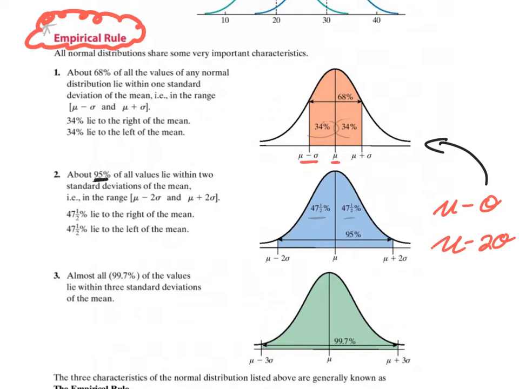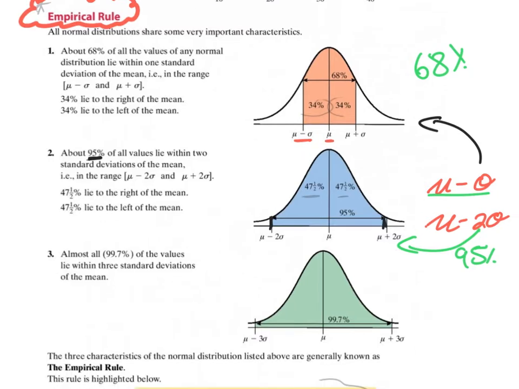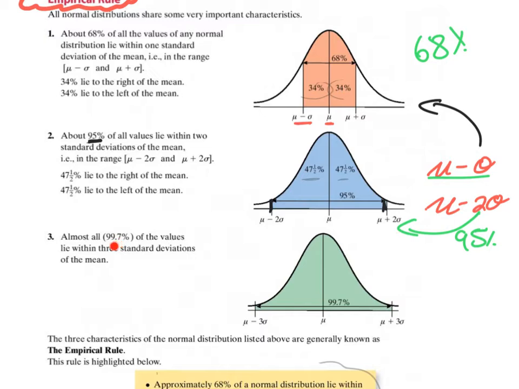About 95% will then be found within 2 standard deviations of the mean. So essentially it is 47.5% each side. It's really important that we remember this. If it's the mean and 1 standard deviation, it's 68%. If it's the mean and 2 standard deviations, 95% of people will be in that. And the last one is almost 99.7% of the values lie within the mean and 3 standard deviations.